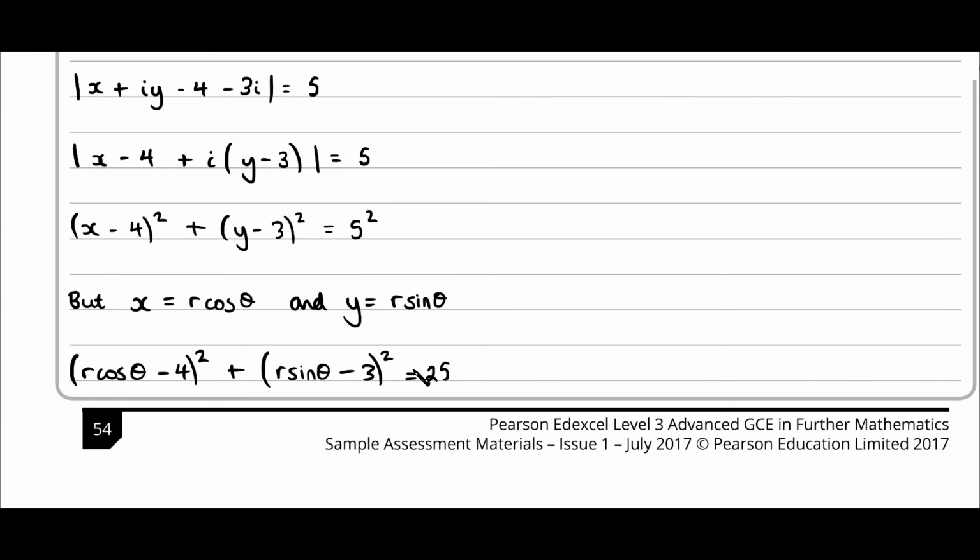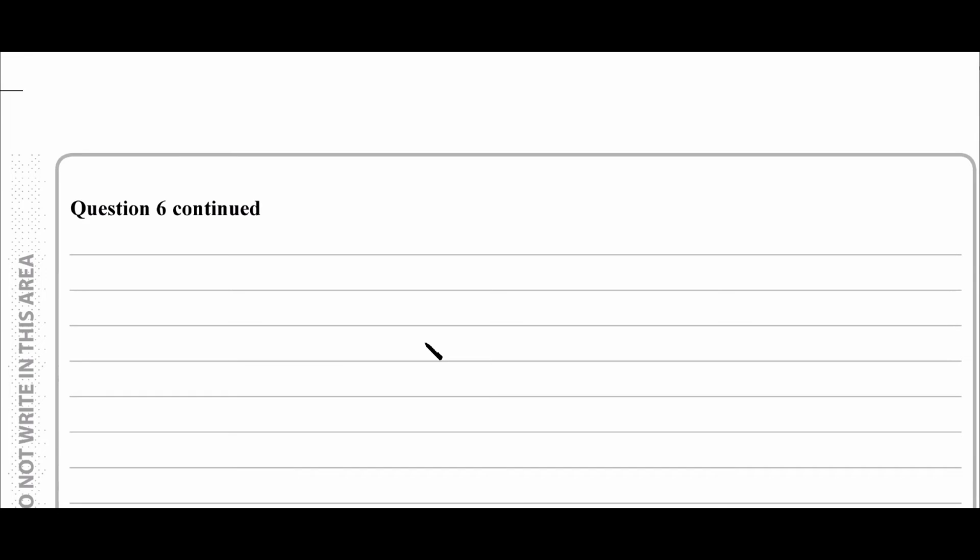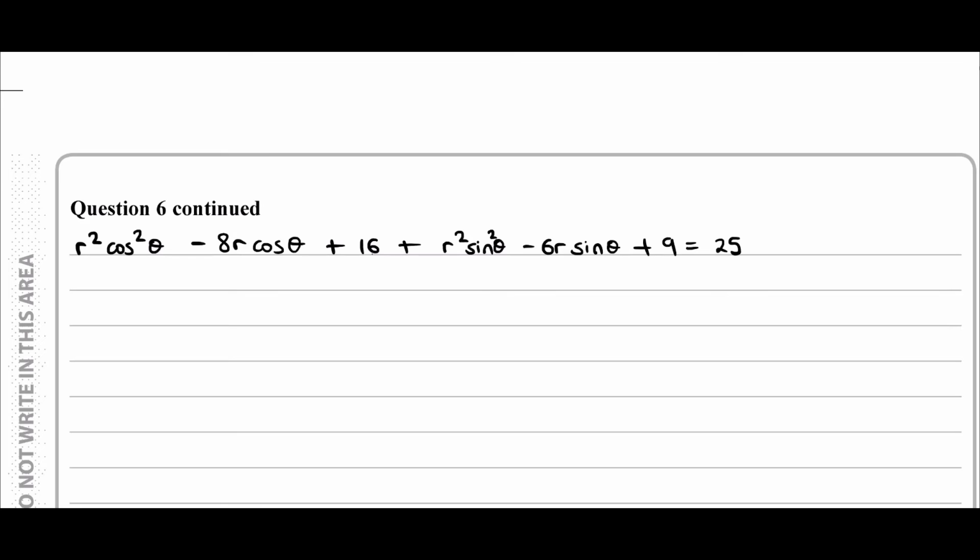And our next couple of stages just involves a slight bit of algebra. R cos theta minus 4 all squared, that's r squared cos squared theta, then we have minus 8r cos theta plus 16. And then we have r sin theta minus 3 all squared, that's r squared sin squared theta minus 6r sin theta plus 9 equals 25. 16 and the 9 give 25, so the 25's cancel on both sides.